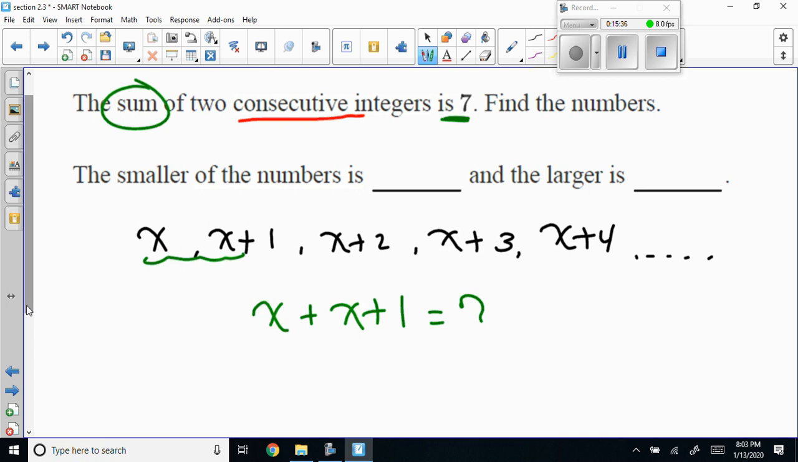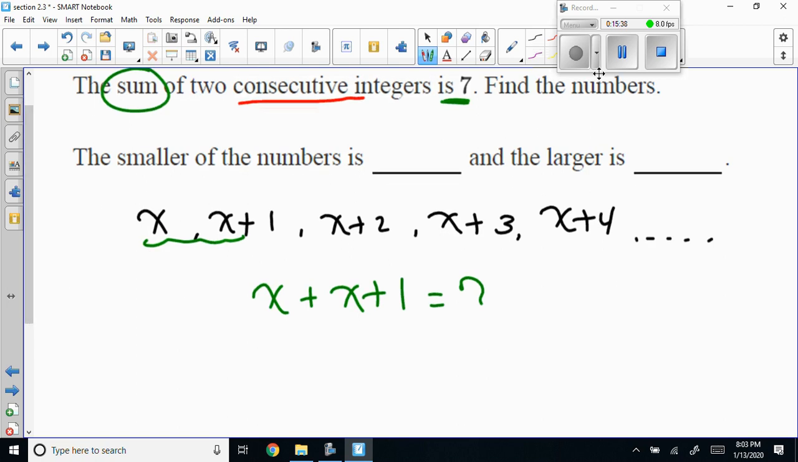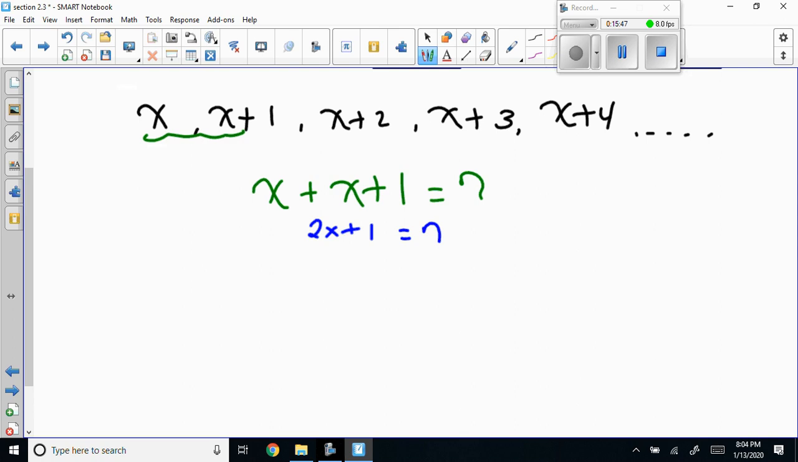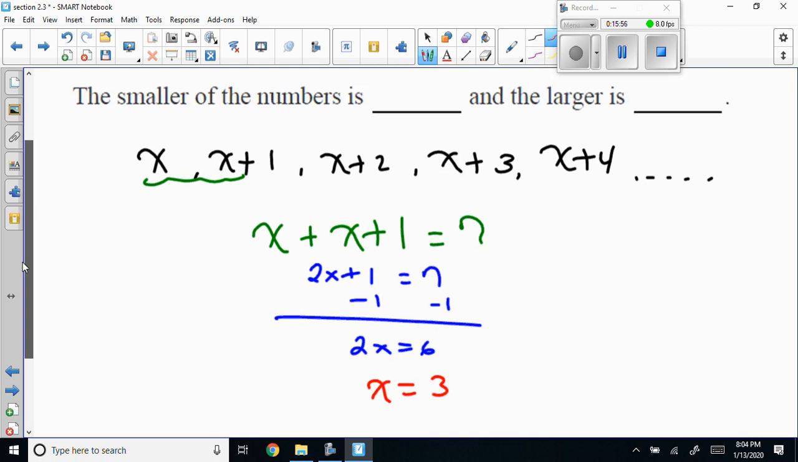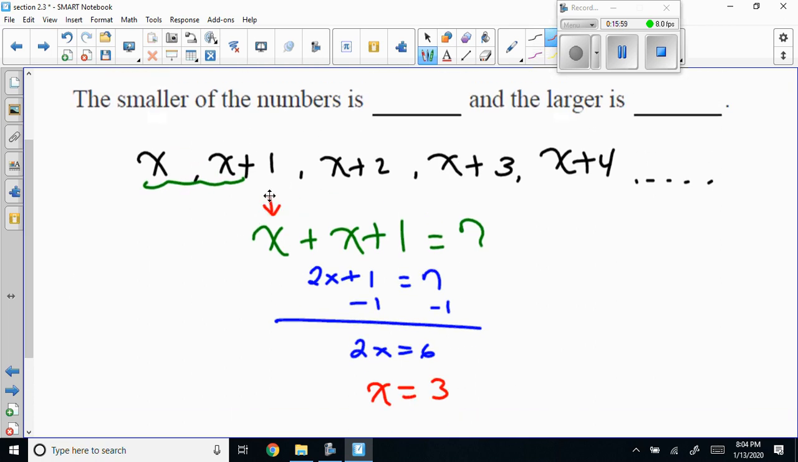So I've written an equation now. Can you solve it? Okay. So we find that x is what? 3. So if I were to plug it back in here, that would be 3. What would this give me? 3 plus 1 would give me what? 4. So the smaller of the numbers is 3, and the larger is 4. So does 3 plus 4 equal 7? Voila.